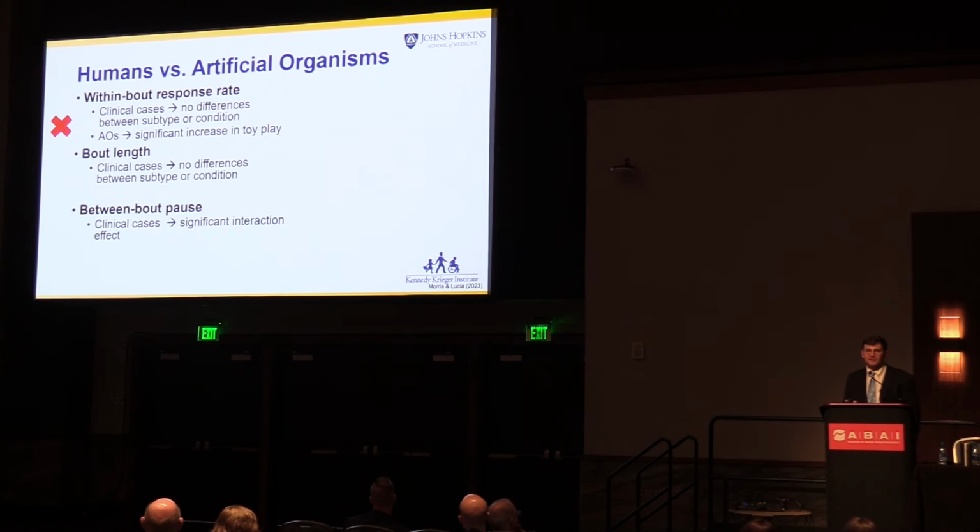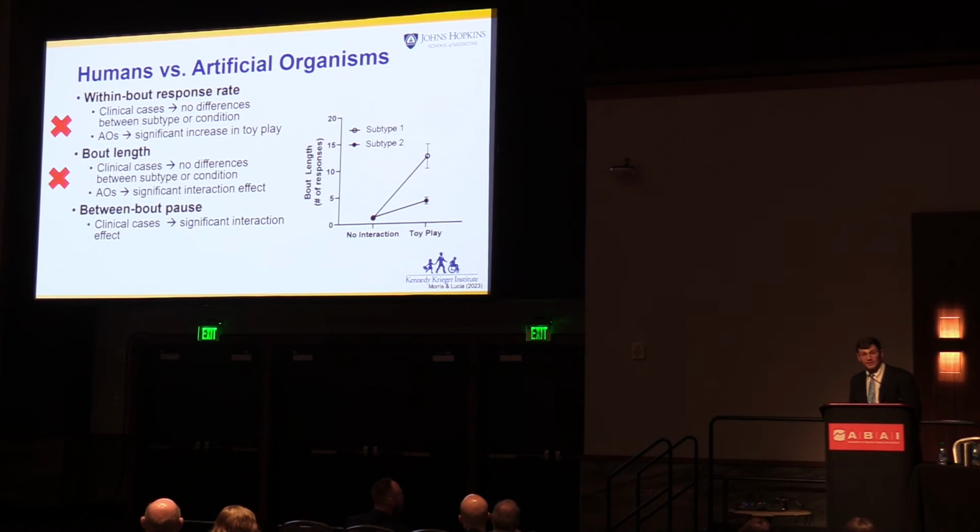Recall, we didn't find any differences in bout length between subtype 1 and subtype 2 SIB, between subtypes or between conditions. And with the artificial organisms, we found a significant interaction effect. Bout length significantly increased in the toy play condition relative to the no interaction condition for subtype 1 SIB. So again, another failure to replicate that.